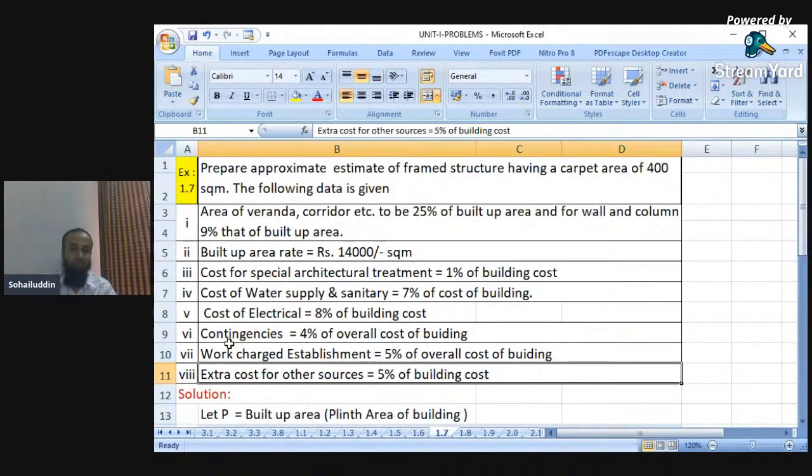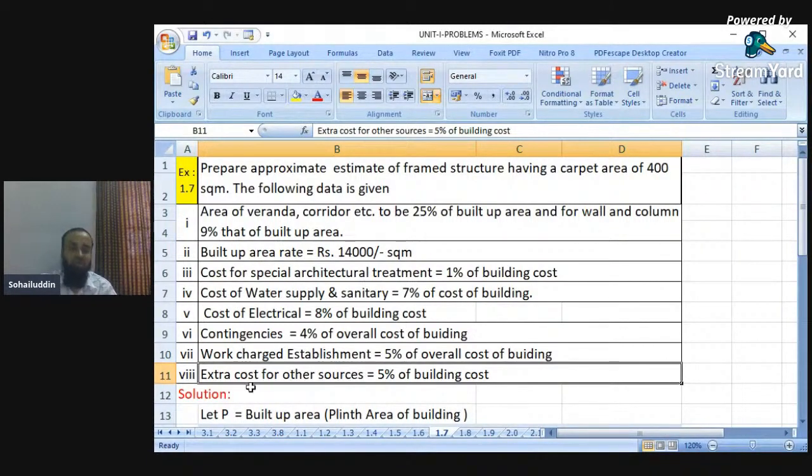These last, serial number 6 and serial number 7, are from the overall cost, but serial number 8, the extra cost for other sources, is 5% of building cost. That is the same as that required for electrification or for water supply and sanitary. It is the same head, but to avoid confusion it has been mentioned at last. It is to be calculated from the building cost, not from the overall cost.